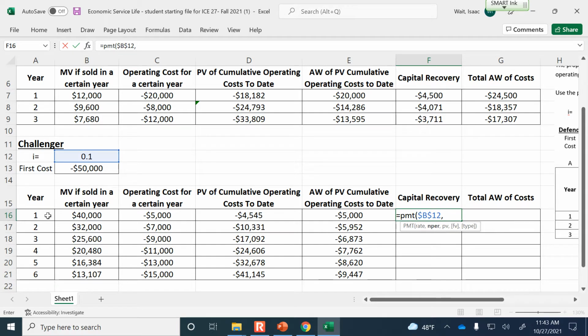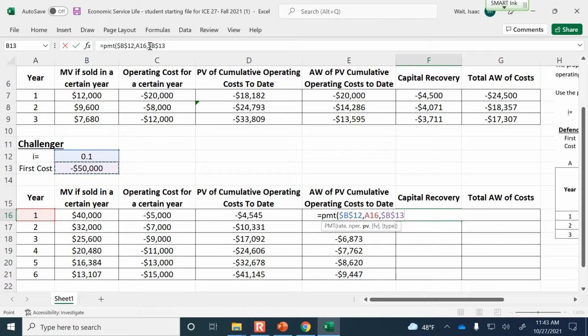The number of periods is whatever year we're on. Okay, present value. It's the first cost, and it's always going to be $50,000, whether we own it for 1 year or 4 years or 6 years. No matter how long we own it, that first cost was $50,000. So I ought to anchor the reference up to this initial first cost.